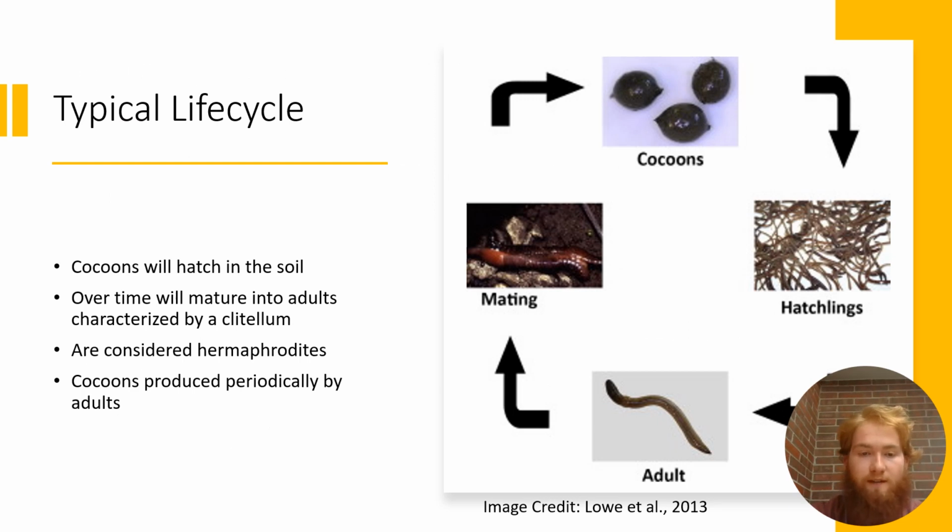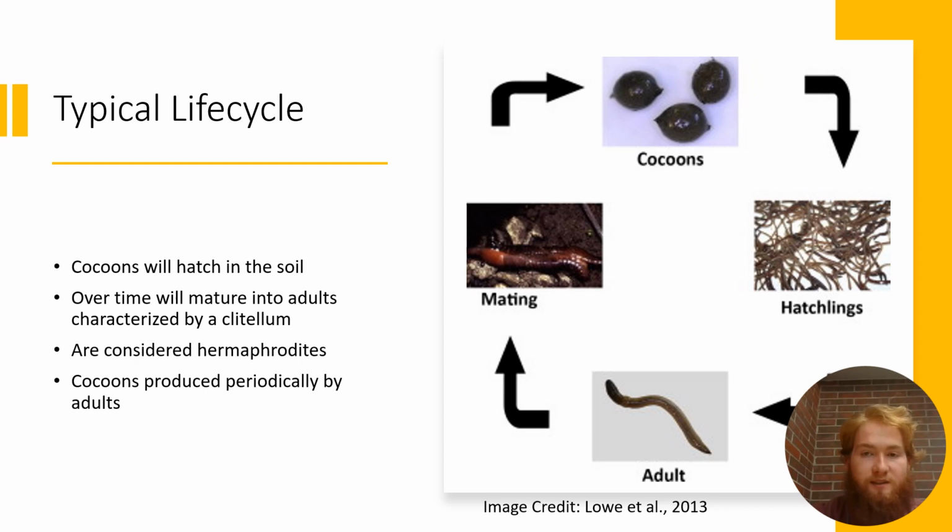So now their typical life cycle. Time frame between stages are usually different between species, but follow a very similar life cycle where cocoons will hatch in the soil. Over time, hatchlings will mature into adults. Once they mature, their clitellum is obvious, and then they're considered hermaphrodites, meaning they have both the male and female reproductive parts. But next, the cocoons are produced periodically by adults through sexual reproduction. That's where the hermaphrodite part comes in.